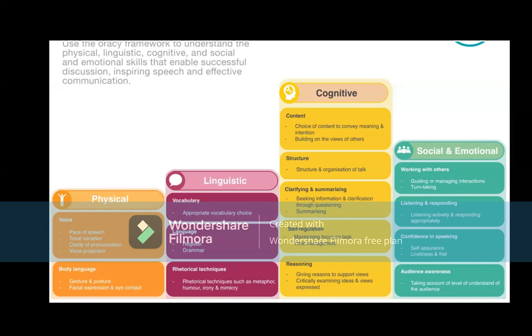Cognitive skills include reasoning and critical thinking, and linguistic skills. Definitely, it's all about the language: linguistic registers, grammar, and vocabulary. In physical skills, there are gestures and posture, how to stand in front of the audience and make eye contact.